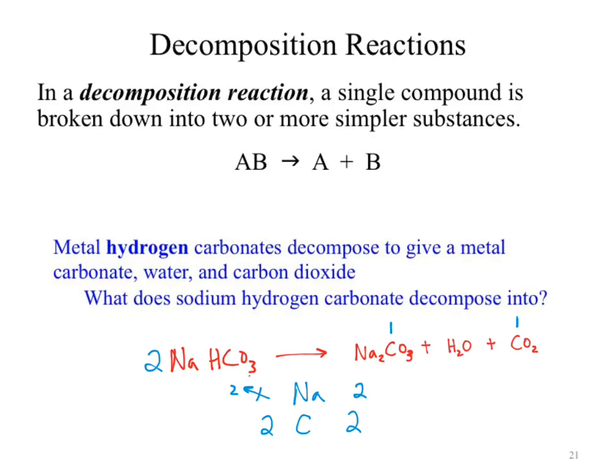We can move to our next element. Typically we jump to hydrogen. How many hydrogens on the reactant side? 2 on the product side. How many hydrogens? 2. Why is it 2? The subscript applies forward. Okay.